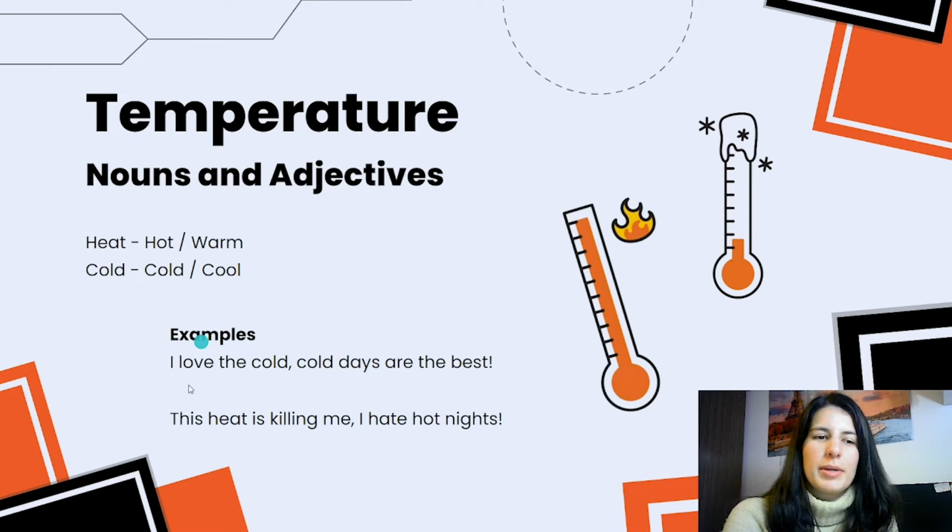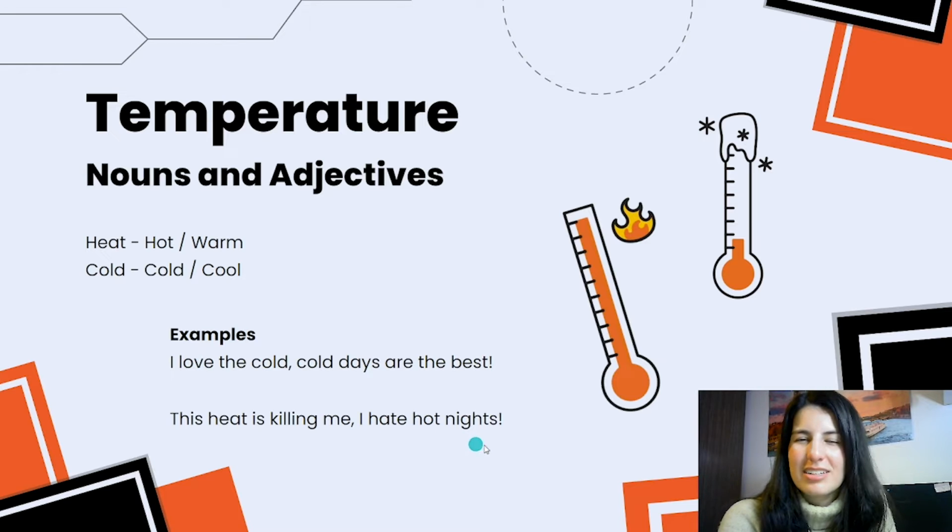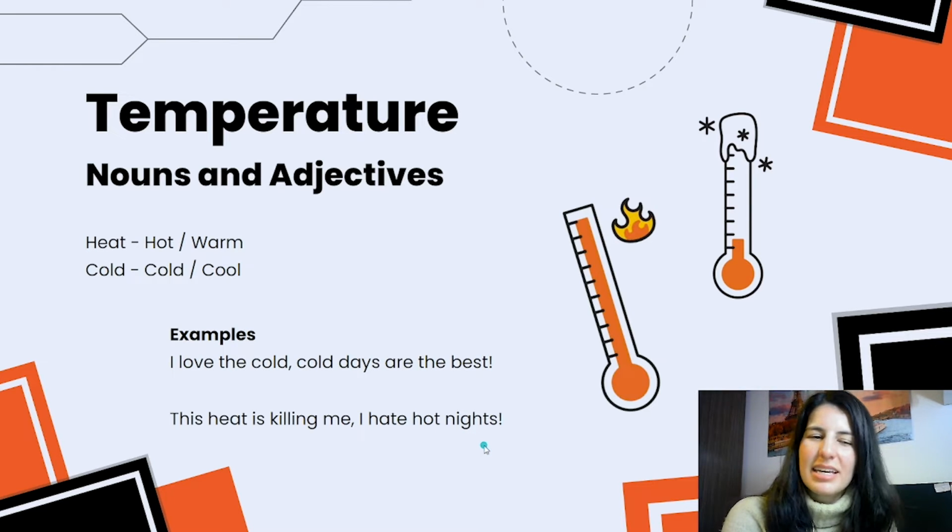Here are some examples, right? I love the cold. Cold days are the best. The heat, or this heat, is killing me. I hate hot nights. And once again, guys, we can see that if we use the adjectives correctly, we will find the adjectives right before the nouns, right? Cold days, hot nights, right?